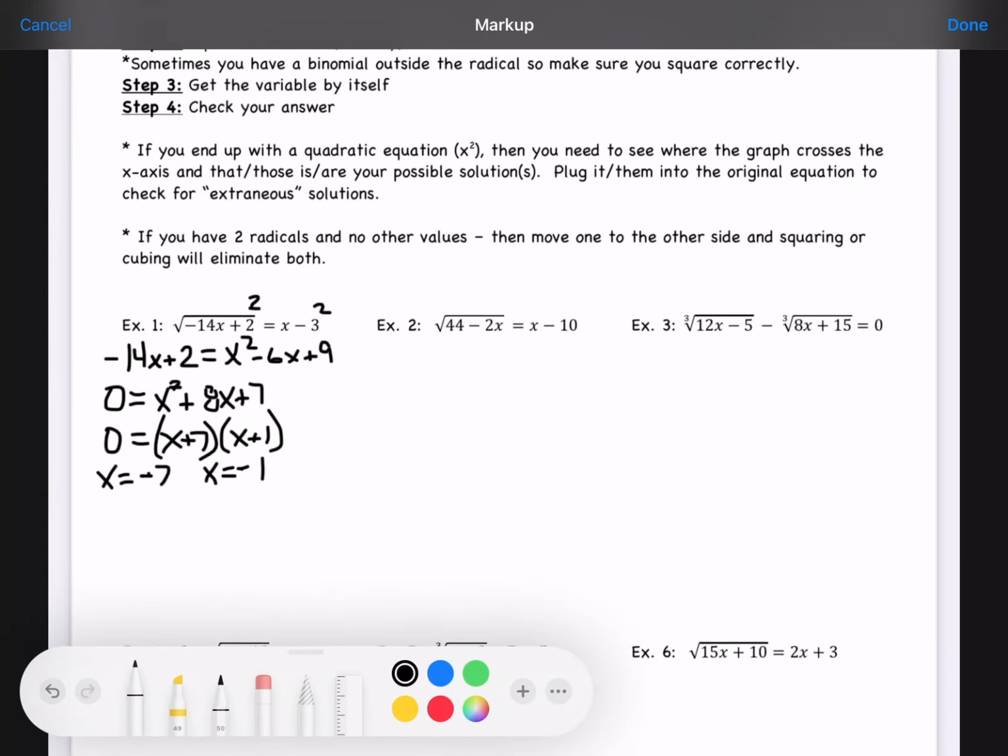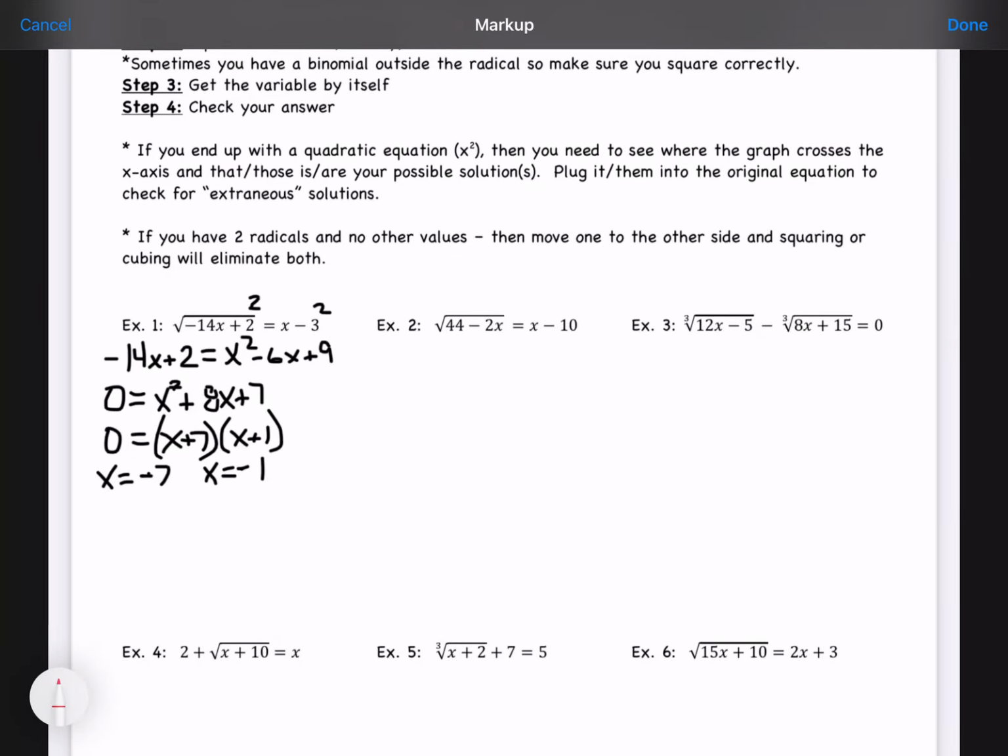Now we need to check our answers. So we plug them back in. And really what you can do is, when I plug in negative 7, you can see I have the square root of negative 14 times negative 7 plus 2 equals negative 7 minus 3. Negative 7 minus 3 is a negative. So my square root cannot equal something negative. So that's not a possible answer.